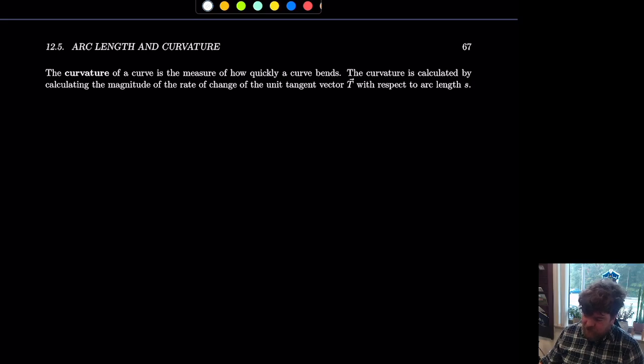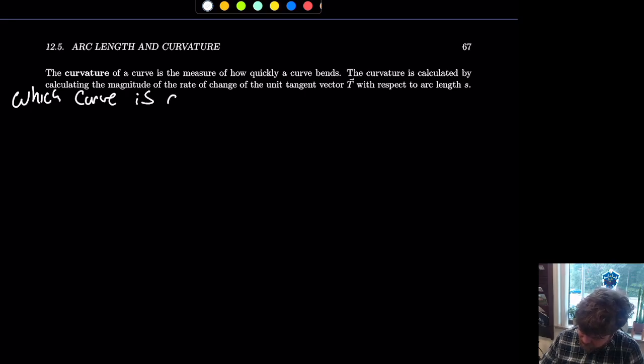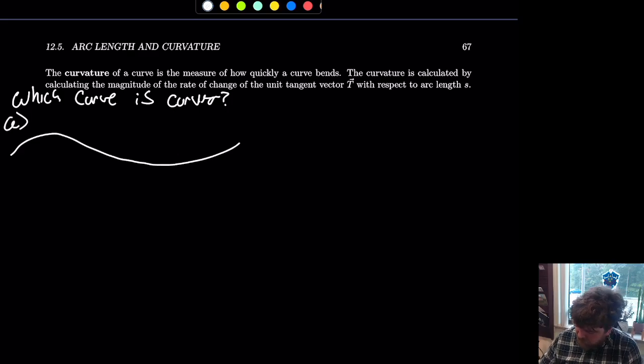So here's kind of the curvature question, right? Which curve is curvier? So here I could sketch a nice little curve, maybe something like this. And I could sketch some other curve that maybe looks something like this.